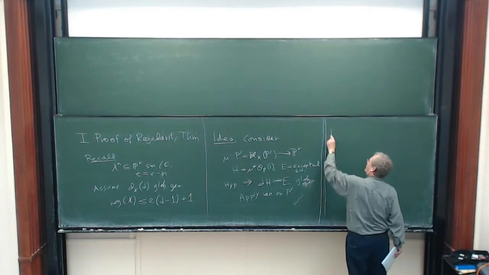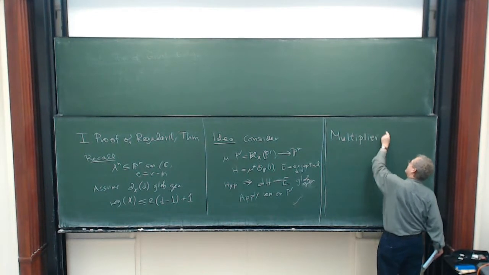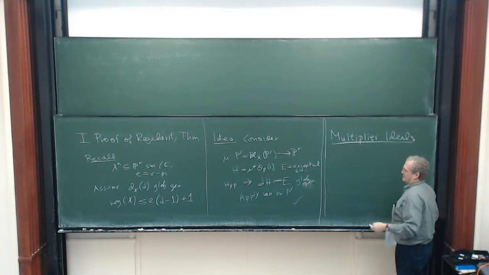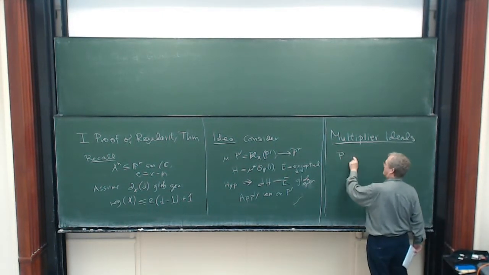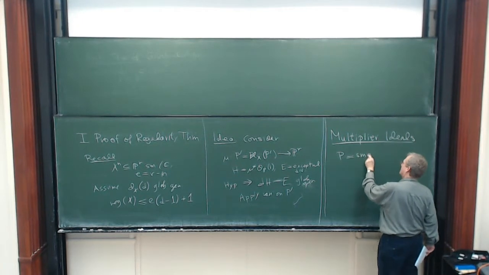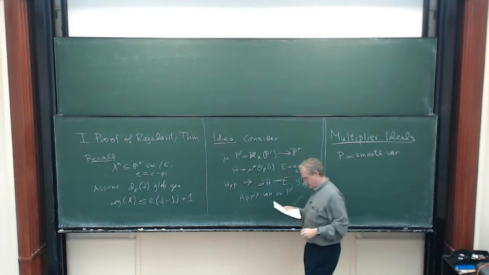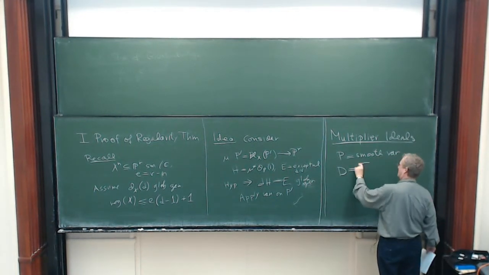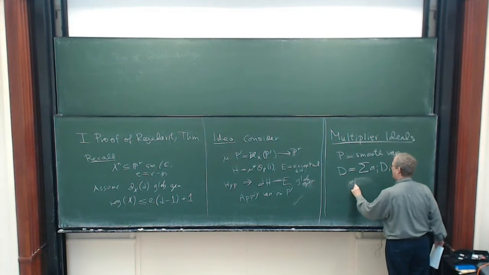Okay, so let's spend a few minutes talking about multiplier ideals. We'll leave this aside and come back to it in a few minutes. Let's start with P as some smooth complex variety. For the moment, this is a local discussion, so it doesn't need to be projective. We start with a Q divisor on P, something like the sum of a_i D_i. Let me make it an effective Q divisor.